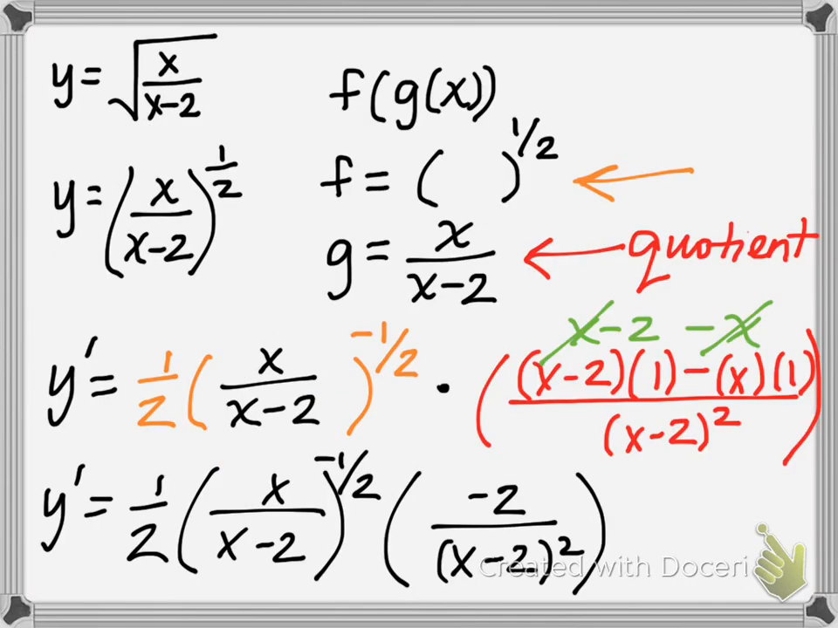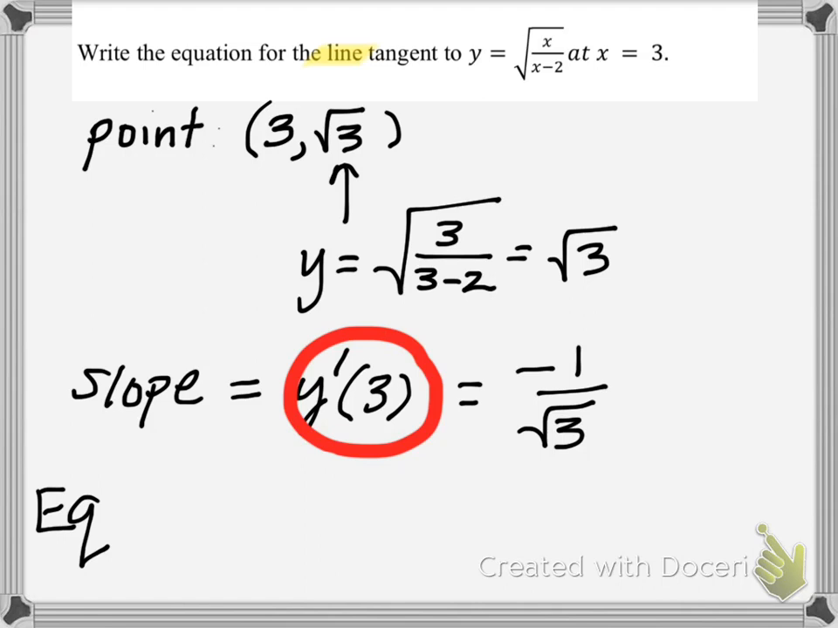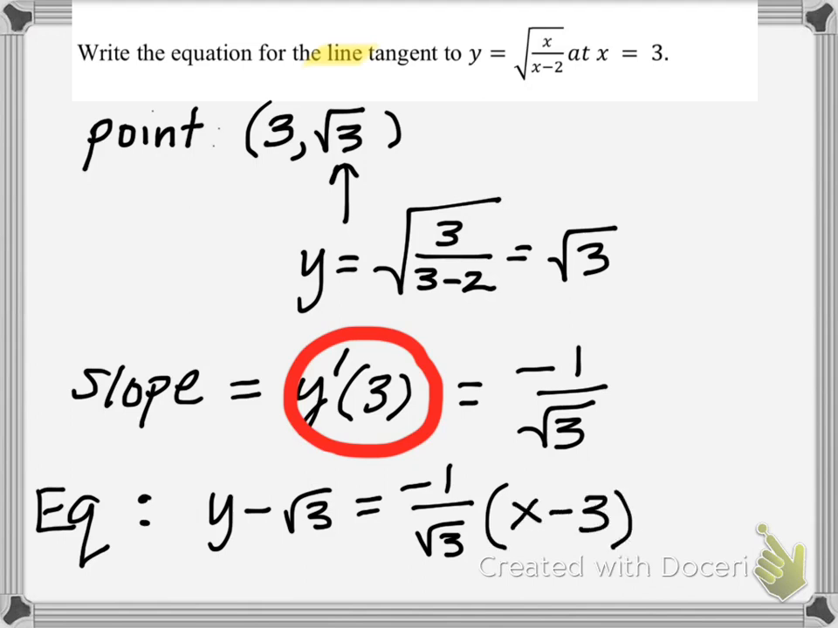So if we go back to the beginning, where we were trying to find our slope, we now have the slope at 3. So the slope at 3 is negative 1 divided by the square root of 3. So now we can actually write the equation for our tangent line. Since we have a point and a slope, I will use point-slope form. So y minus the square root of 3 is equal to negative 1 divided by the square root of 3 times the quantity x minus 3. And that would be the equation for our tangent line written in point-slope form.